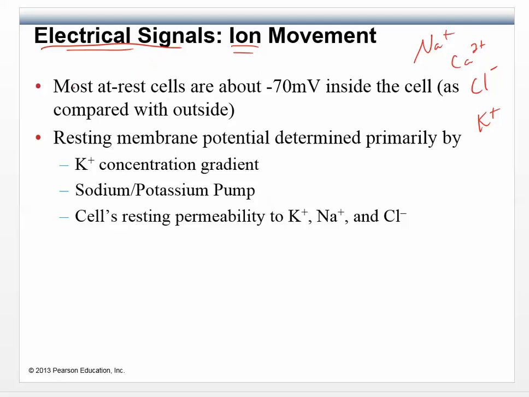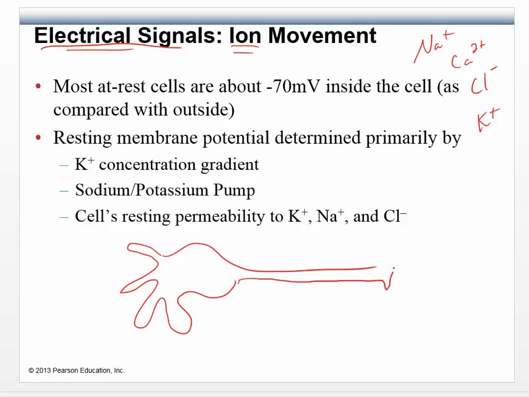So the first thing is that most cells, and this is true for neurons and it's true for really any cell, they tend to be negatively charged on the inside of the cell. So if we draw a neuron here and we have our dendrites, this is a very bad neuron, I know, but if we were to measure this, we would see that the inside is about minus 70 millivolts.